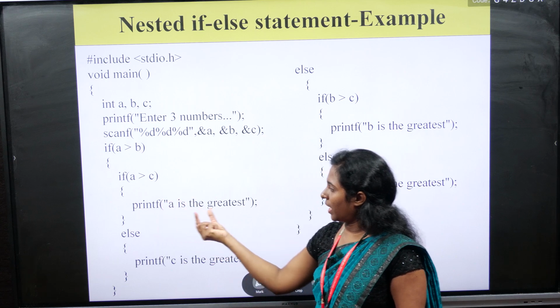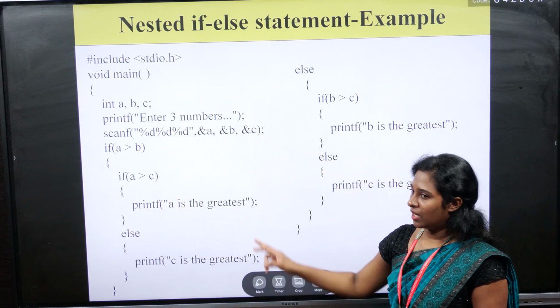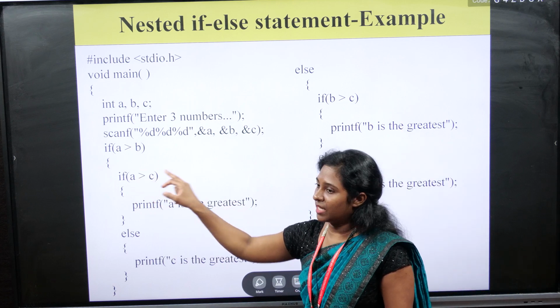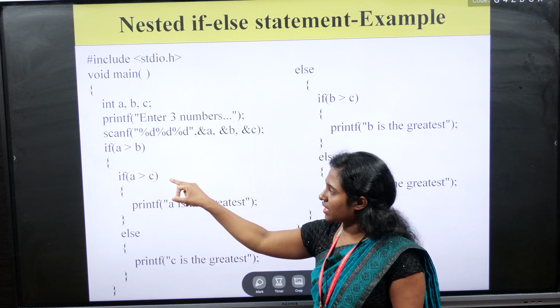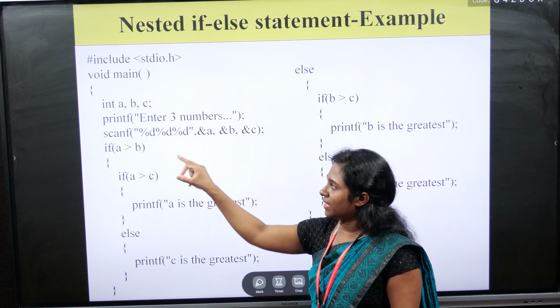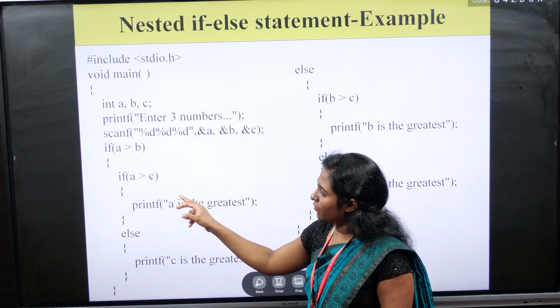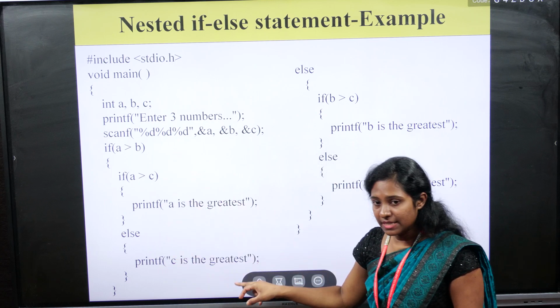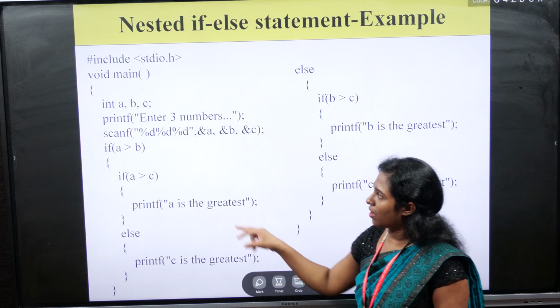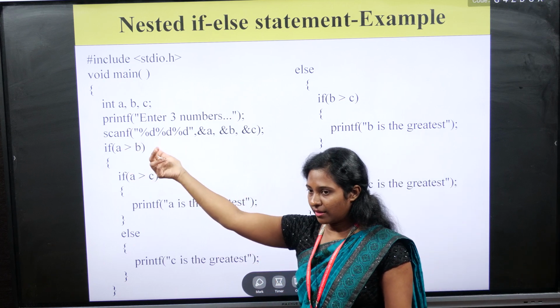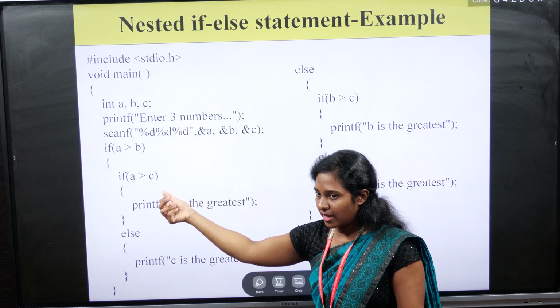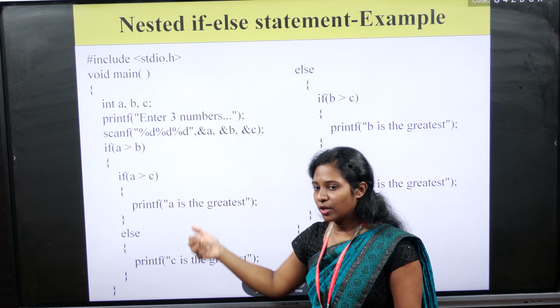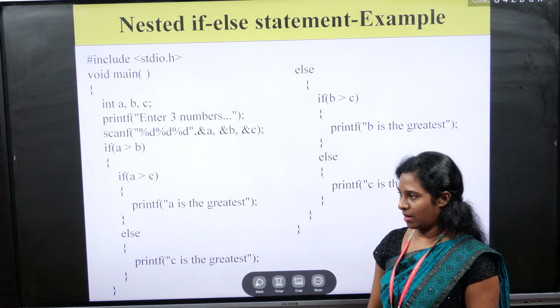So printf "a is the greatest". Now suppose a greater than c is false. If this condition is false, we cannot say that a is the greatest. Instead, we can say that c is the greatest, because here we know that a is greater than b, but a is not greater than c. So we can conclude that c is the greatest of 3 numbers.